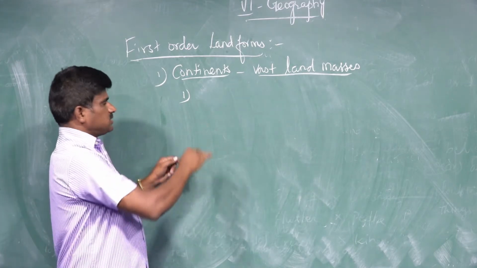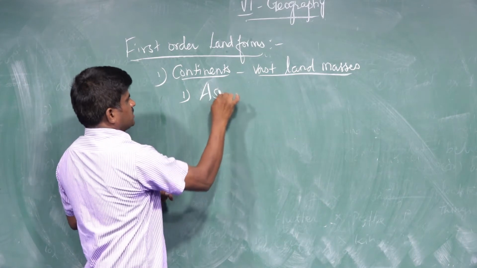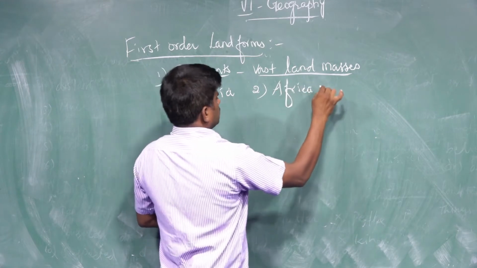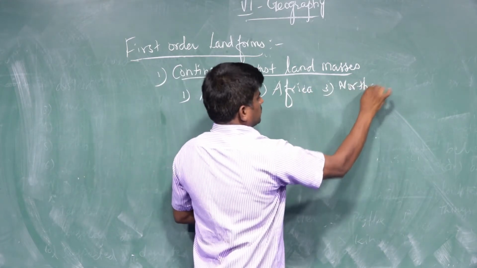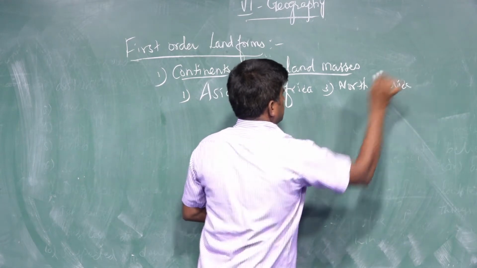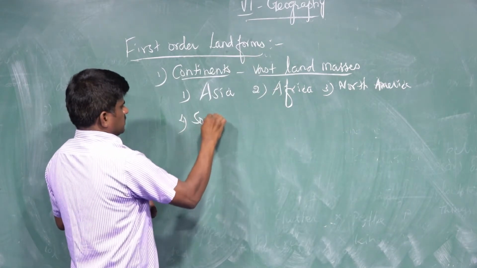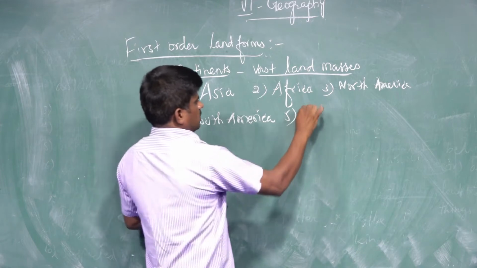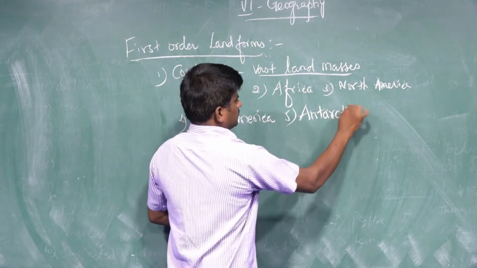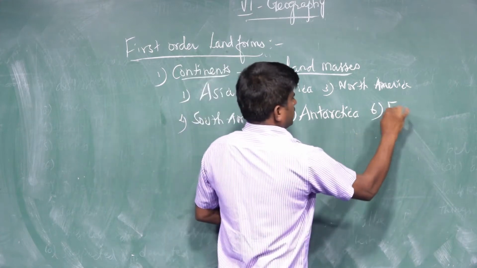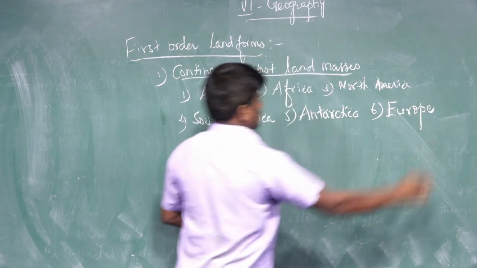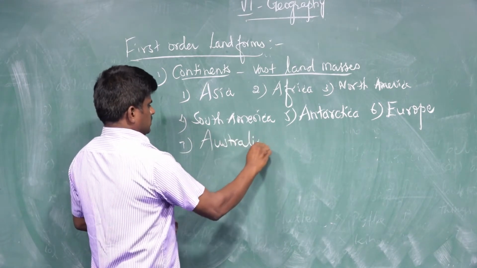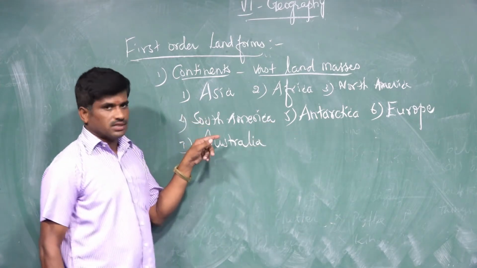There are 7 continents. They are, first one is Asia. The second continent is Africa. Then third one is North America. The fourth one is South America. Fifth one is Antarctica. Sixth one is Europe. The last continent is Australia. So these are the 7 continents of the world.